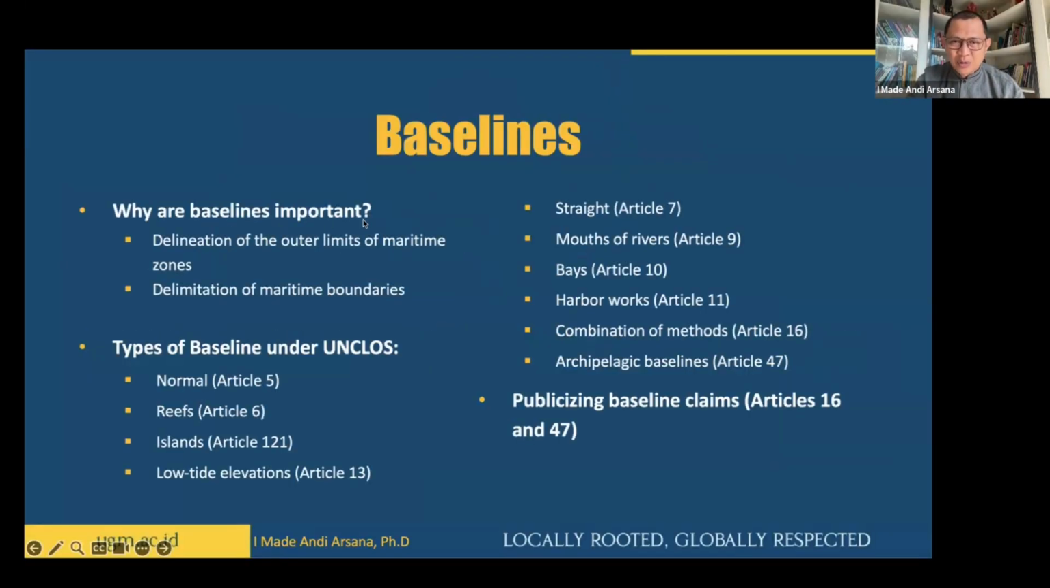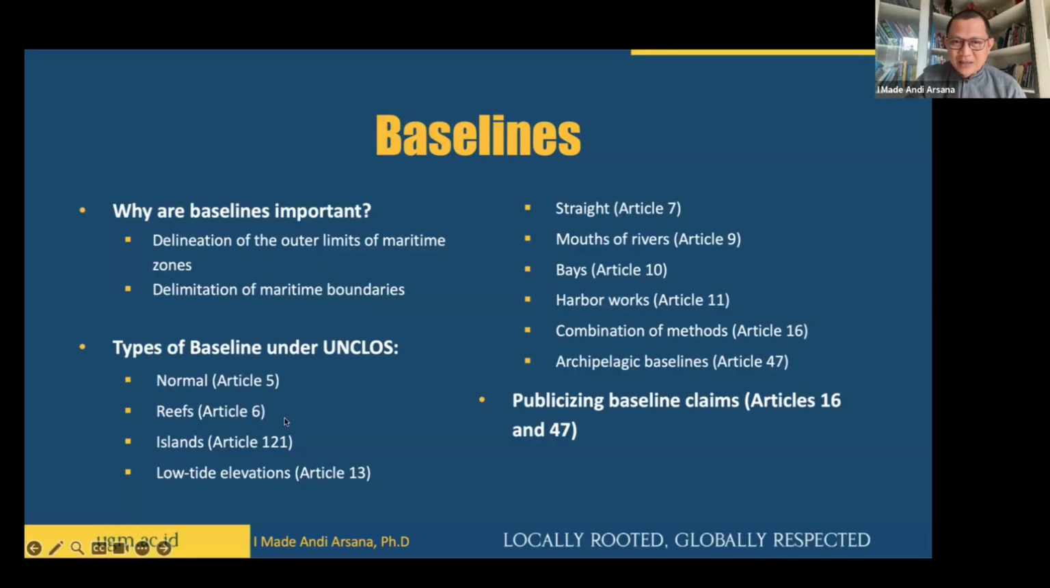Why are baselines important? From the baseline, we measure the breadth of, for example, the territorial sea, exclusive economic zone, continental shelf, and so on. So that is why we need a baseline. Second is for the limitation of maritime boundaries. When, for example, your country is close to other countries, you need to divide the ocean. That is what we call delimitation. So the baseline is also important to conduct the delimitation.